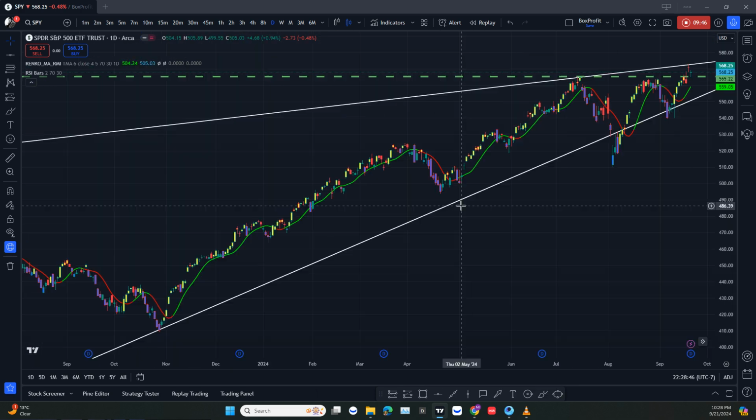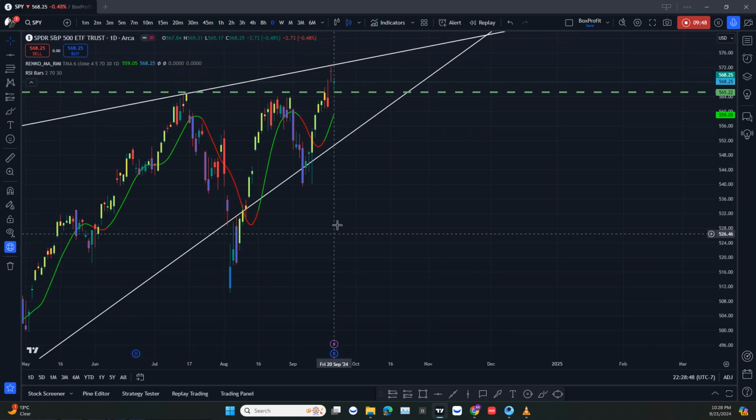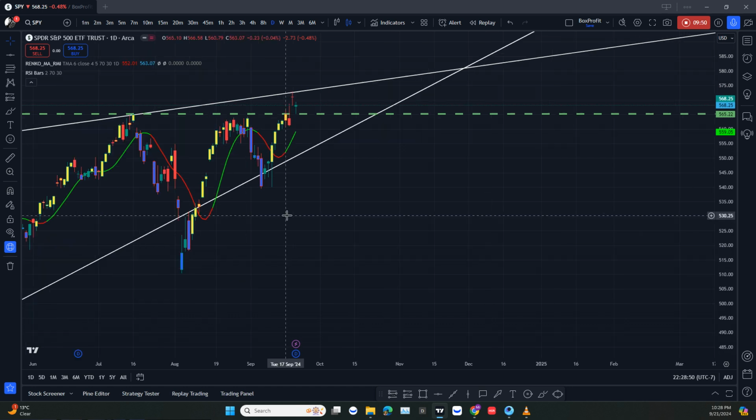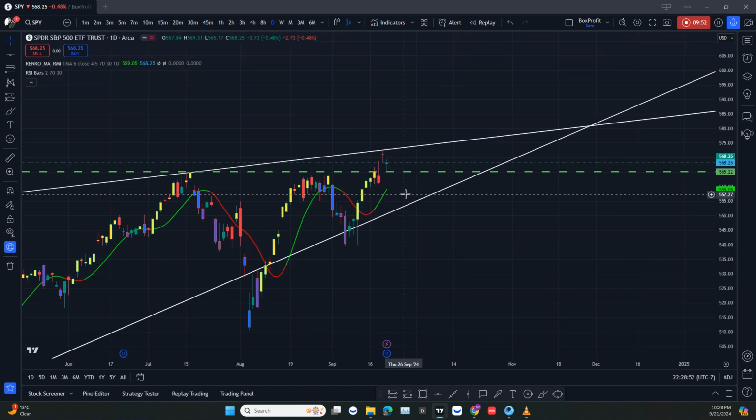So we cannot tell that this is a pullback for a regular market structure breakout. I mean, a retest. Well, it's a retest at this point since it's sitting at the support level.